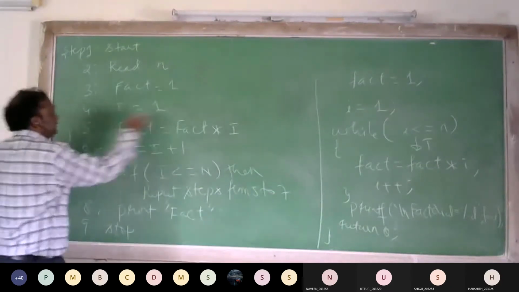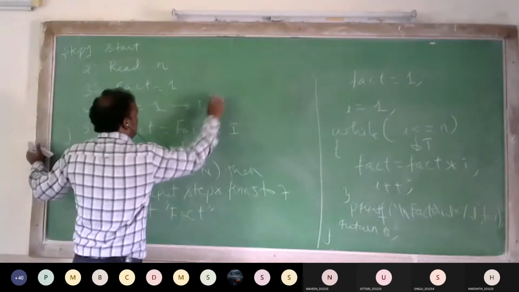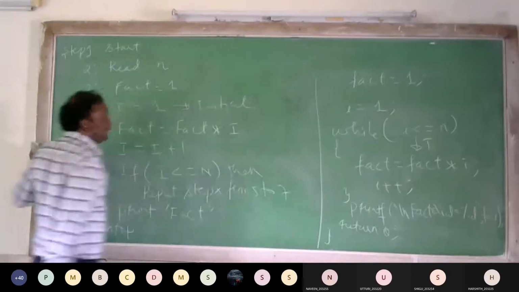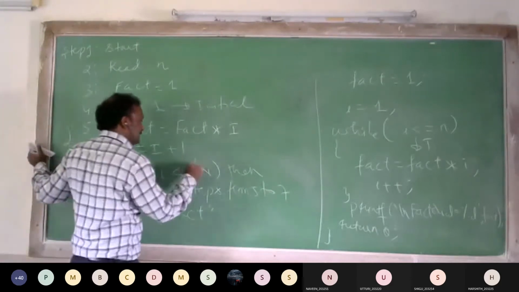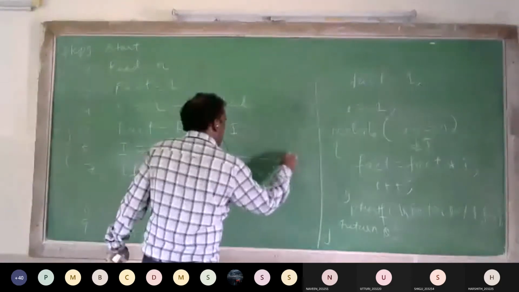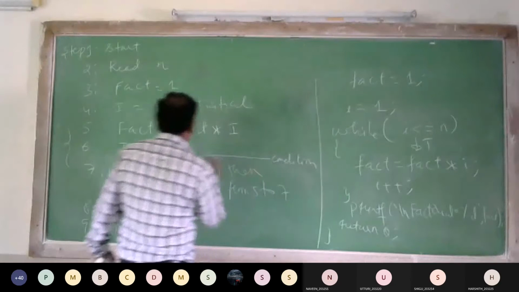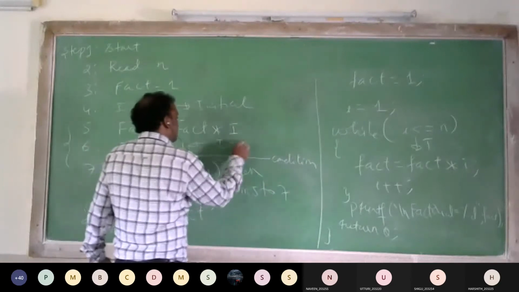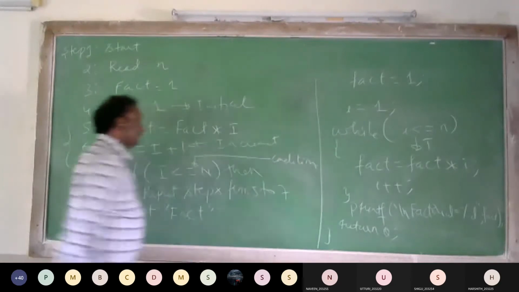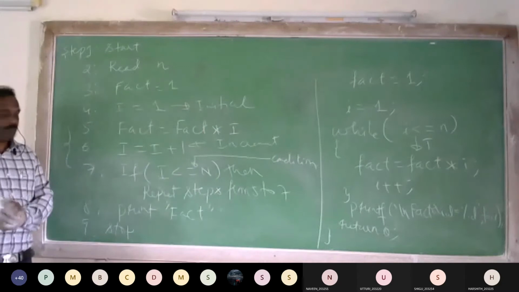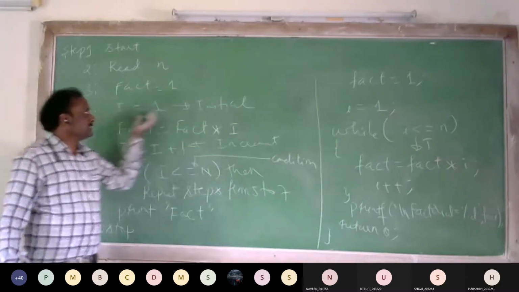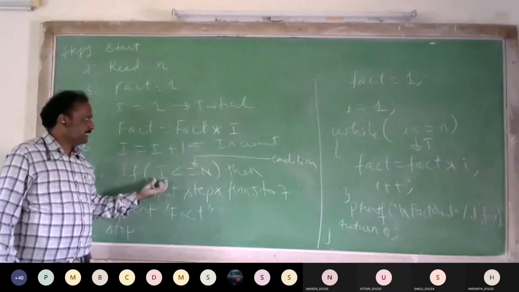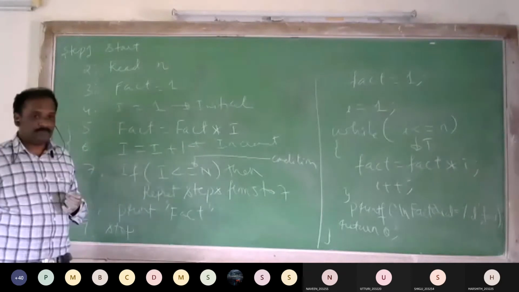What is this? This is initialization. What is this? This is the condition. What is this? Increment or decrement. Here we need increment, so I am writing this increment. So for any loop control structure, we need these expressions: initialization, condition, and increment or decrement.